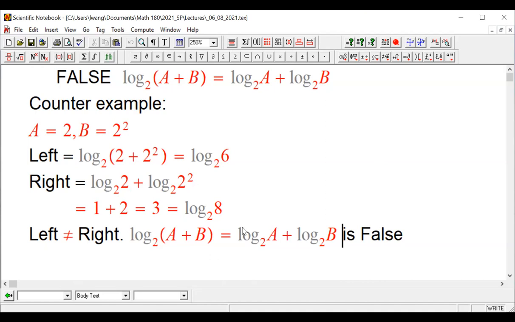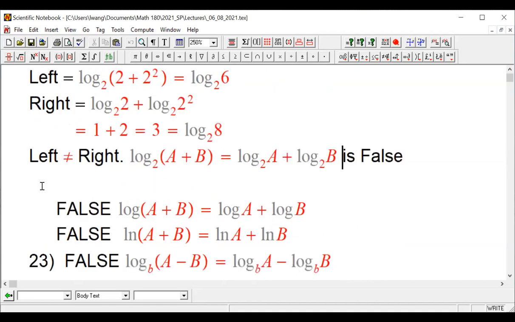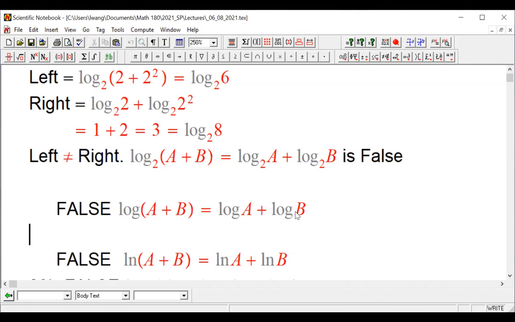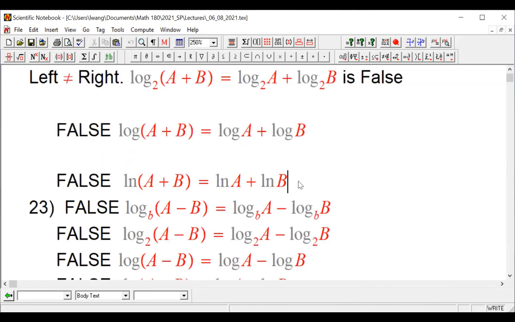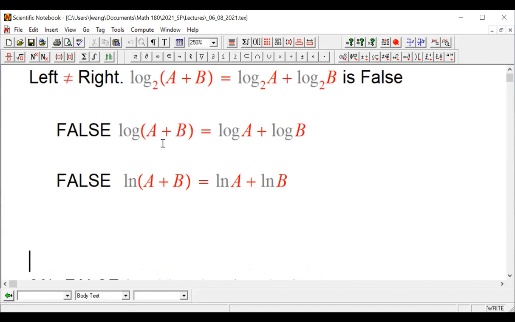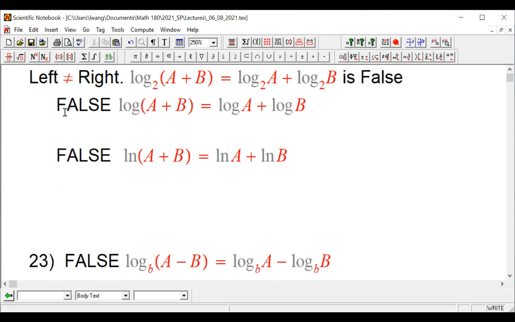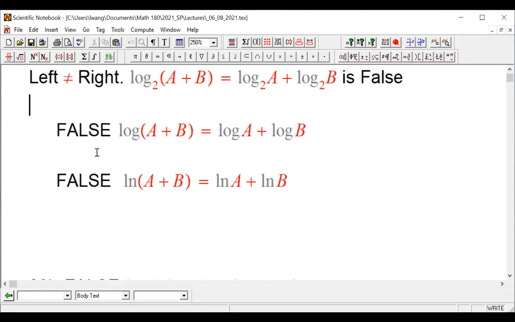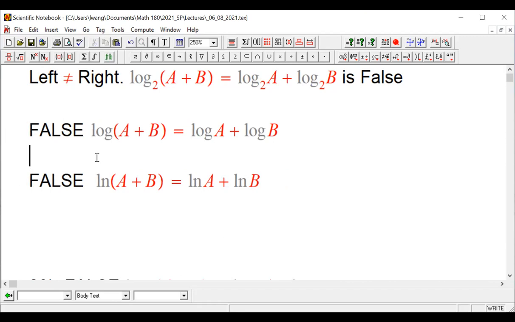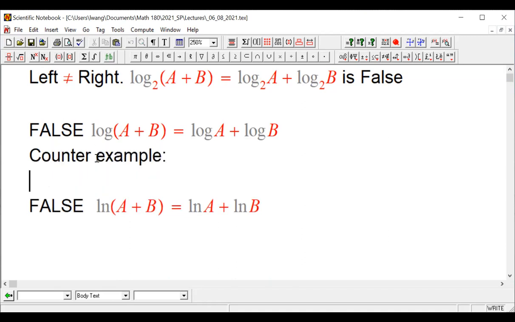If this is false, you can certainly find counterexamples. You can go through all of these, and in order to avoid those mistakes, give counterexamples for each one of them. I can give you something here to get you started. Counterexample: I can choose A equals 10, B equals 10 squared.